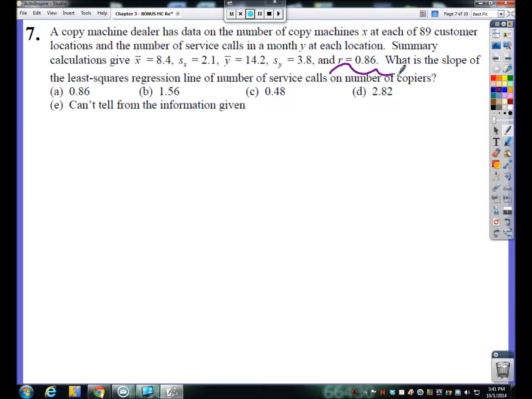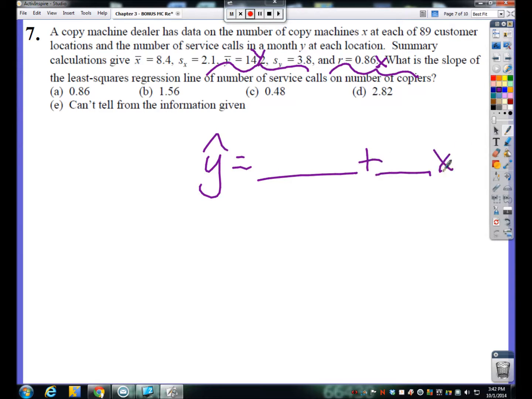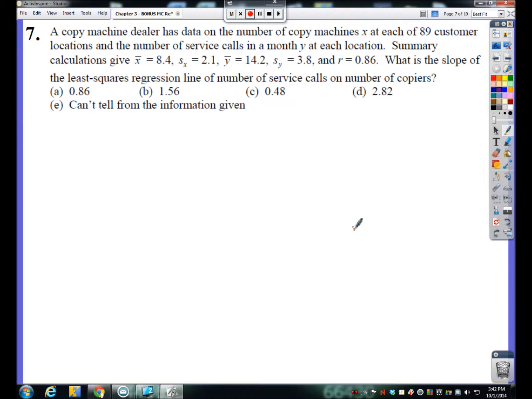Well, number of copies is X. So basically they're saying using X to get our regression line of Y. So we're saying Y hat equals something plus something X. So our number of copiers is our X here. And you might go, well, why does that really matter? Well, we need to know which one's X and which one's Y. Now, they didn't give us the data here, but they did give us summary statistics.